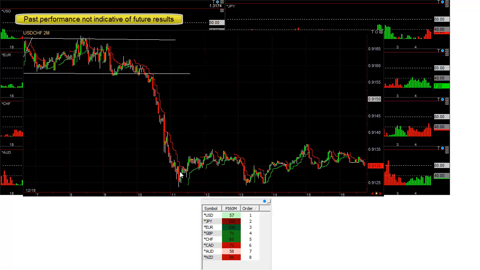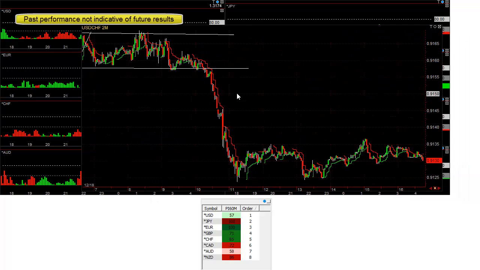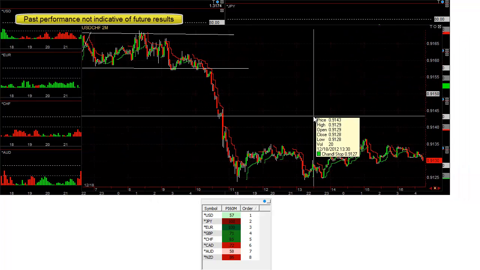And the only key to trading, the only secret, is small losses, big wins. So our software really helps you focus on the ones that are most likely to give you the big moves. And this is on a 2-minute chart too, and it kept you in the whole time.